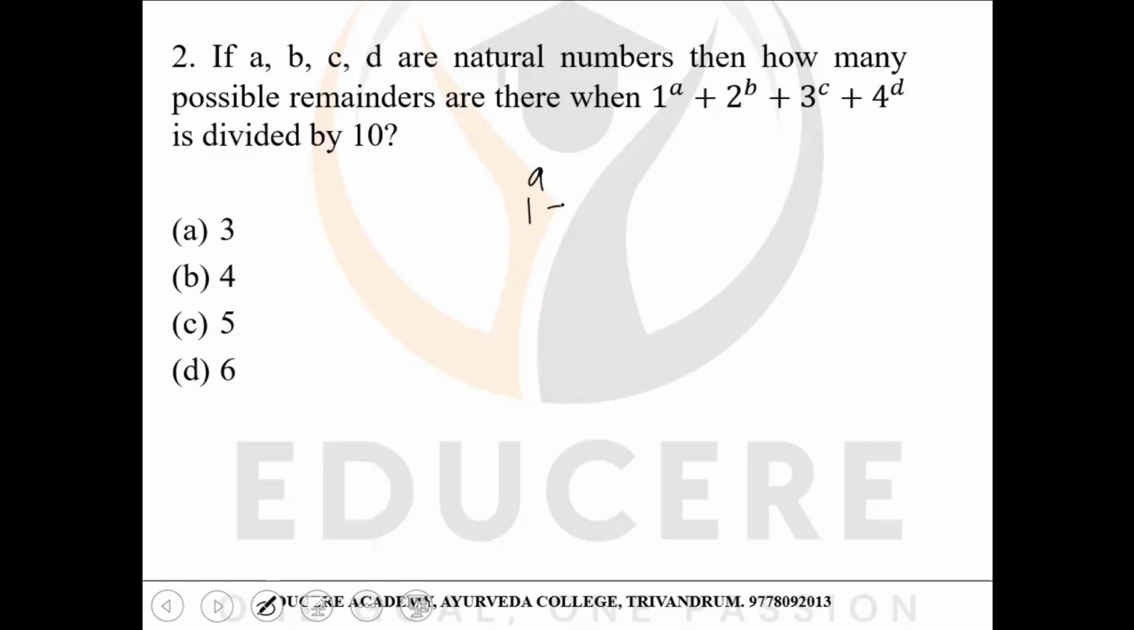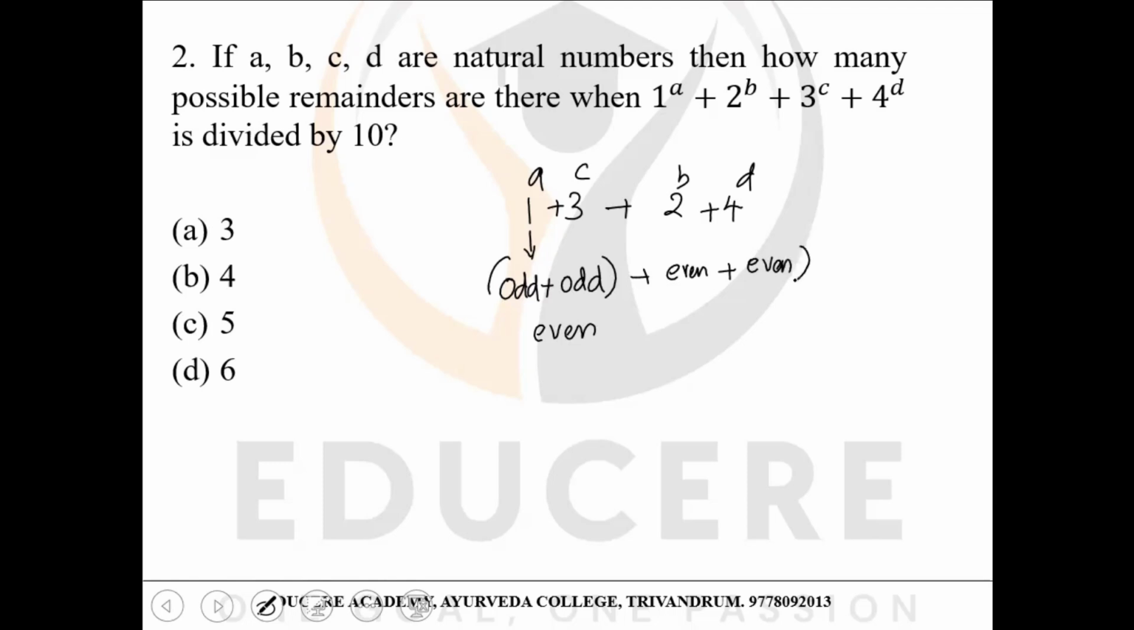Rearranging this: 1 raised to A plus 3 raised to C, plus 2 raised to B plus 4 raised to D. We know that 1 raised to any number is 1 itself, so you have an odd number. And 3 is an odd number; an odd number raised to any power is again odd. When you add two odd numbers, it will be an even number. Similarly, an even number raised to any power is again even. 4 is even, so even plus even is again even. So finally you will get an even number.